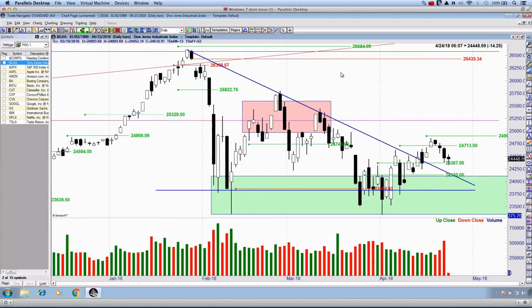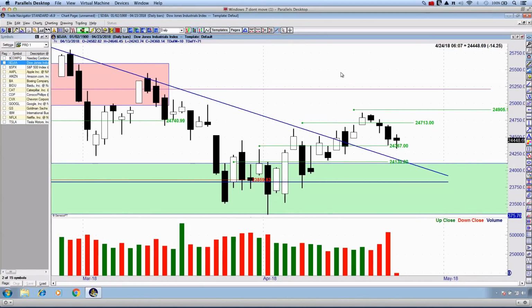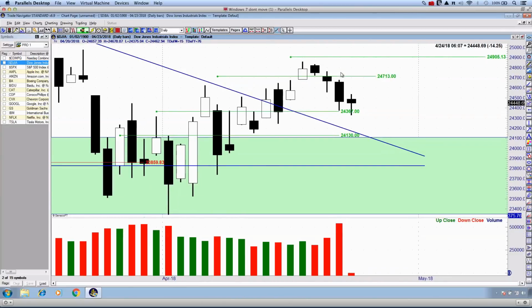Now, if I move into the market indices, today the markets were under a little bit of pressure. We started actually positive. We then sold off. However, we rallied back towards the end of this session.